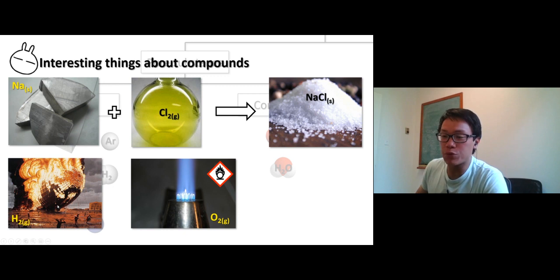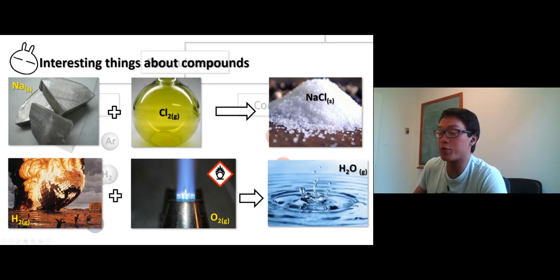Hydrogen gas, really explosive, highly flammable. Oxygen is one of the strongest oxidizing agents, can make anything catch on fire. Right? Combine hydrogen and oxygen gas. What do we get? We get water. Look at that. So compounds have way different properties than when they were atoms or elements.